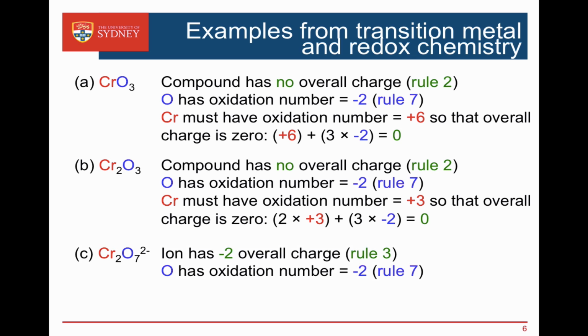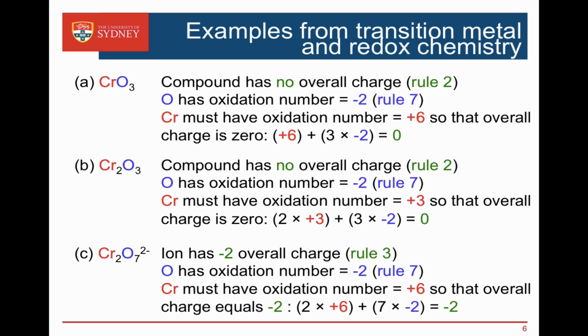Cr2O7 2-, dichromate. Same rules as before, the ion has an overall charge of -2, oxygen has an oxidation number of -2, the 2 chromiums must be balancing all this out. We've got 7 oxygens, each one -2 is -14. We want to end up with -2, so each chromium must be +6. 2 lots of +6 is +12. 7 lots of -2 is -14.